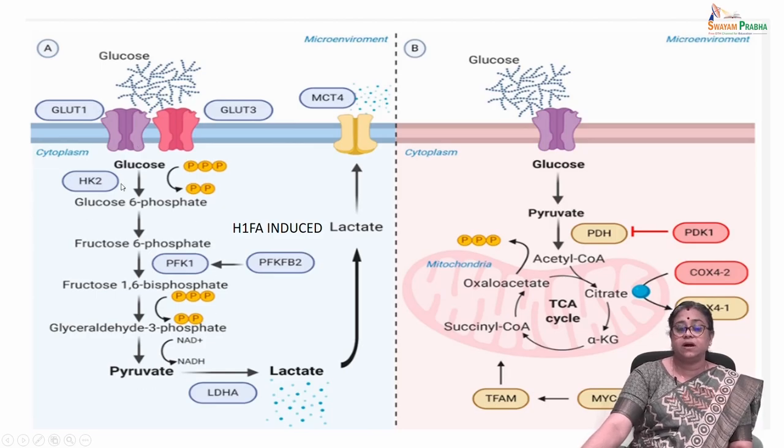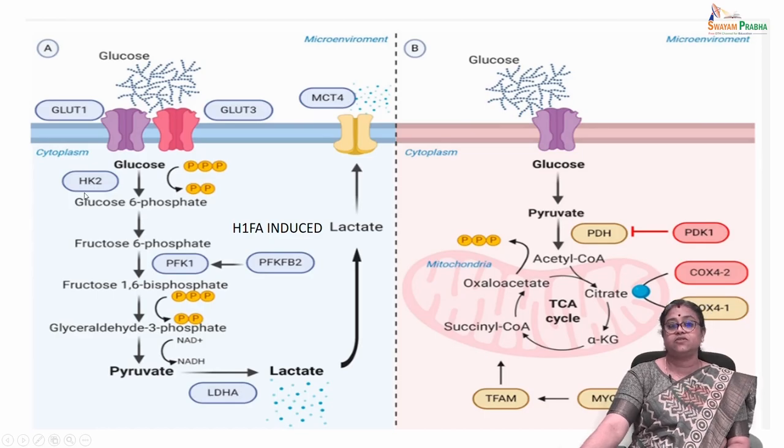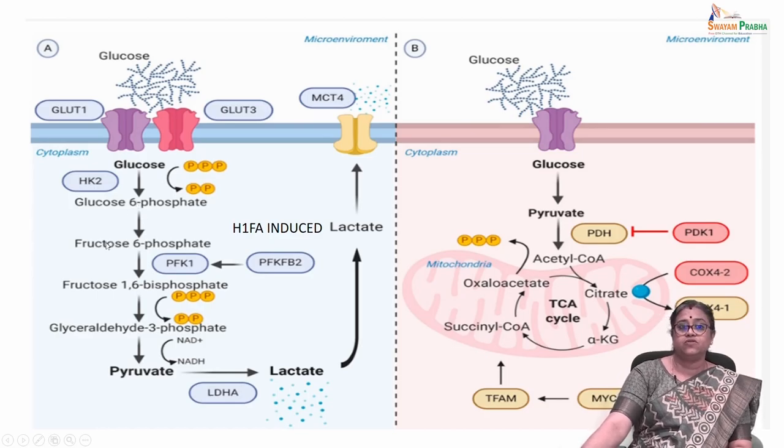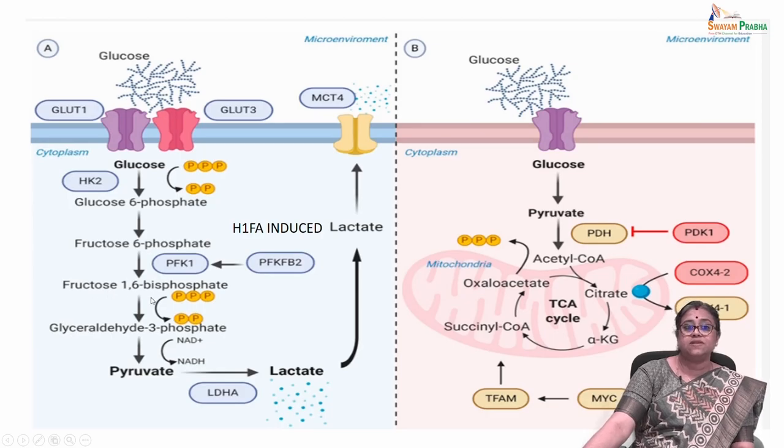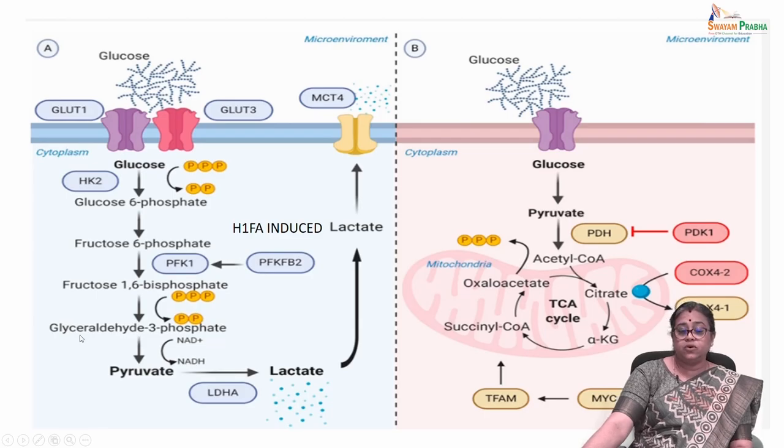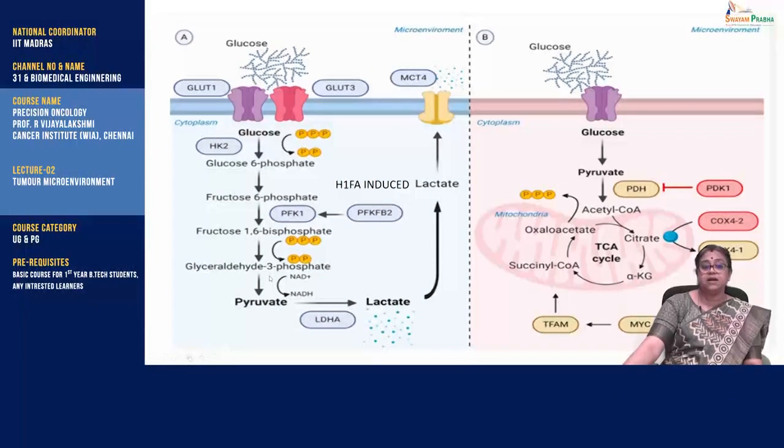So, glucose gets converted to glucose 6-phosphate in the presence of hexokinase, and glucose 6-phosphate to fructose-6-phosphate is due to an isomerase enzyme. Then there is phosphofructokinase, another rate-limiting step of glycolysis, which leads to another phosphoryl group being attached to the fructose-6-phosphate. It becomes fructose-1,6-bisphosphate, and this in turn splits to one molecule of glyceraldehyde 3-phosphate and one molecule of dihydroxyacetone.